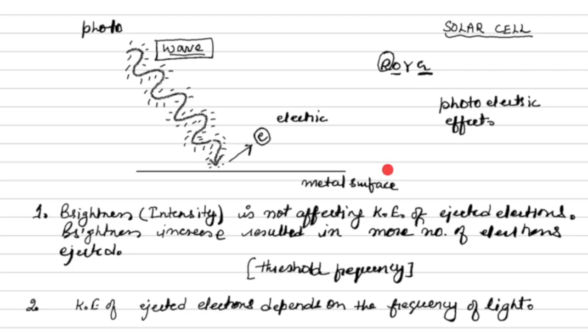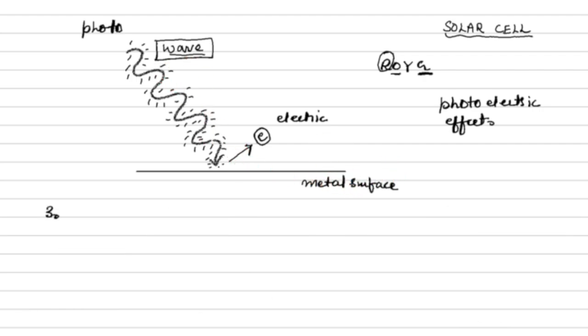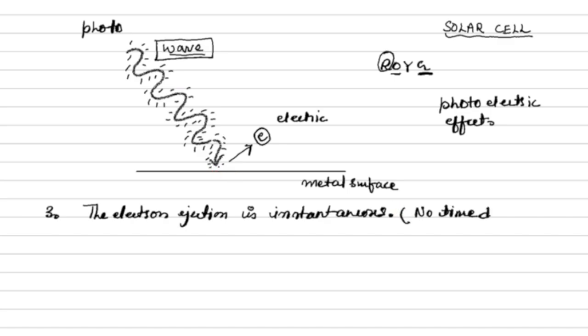Now we will go to the next shocker, which completely dismantles the wave theory. The third thing is that the electron ejection is instantaneous. What does that mean? Instantaneous means as soon as you shine the light, the electron is out. There is no time delay. So I'm just writing here, no time delay.